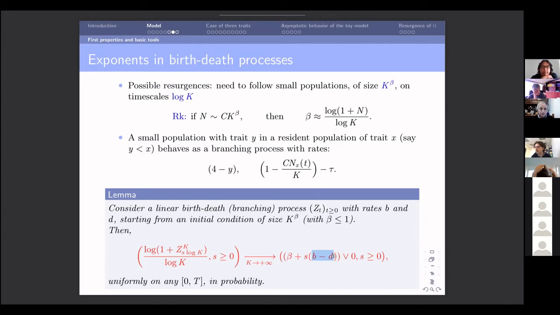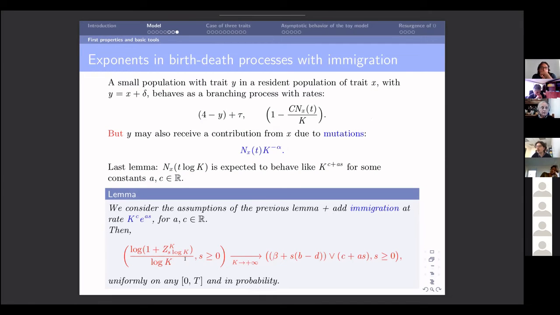So if b is larger than d, then this is an increasing function. If b minus d is negative, then this may hit 0. When it hits 0, this is the smallest possible value for this quantity, and so you need to take the maximum with 0. So it's a decreasing affine function and then cut at 0. And actually, when you are at the value 0, you can prove that the process is indeed extinct. There are really no individuals with high probability in this process. Okay, so this is the first lemma.